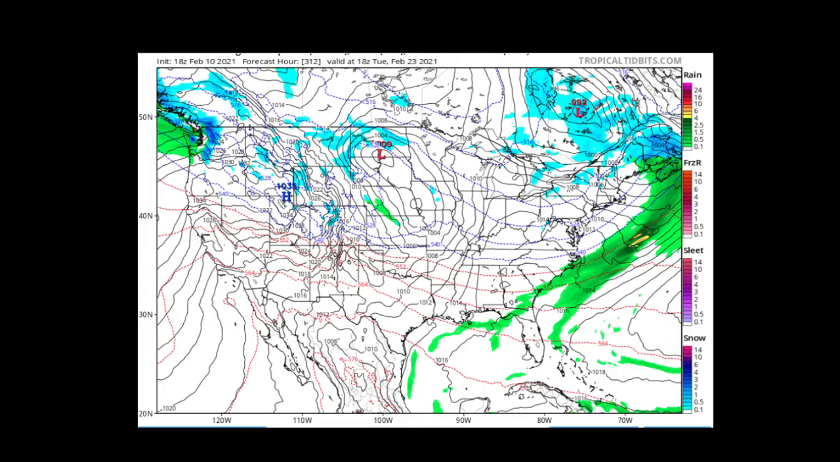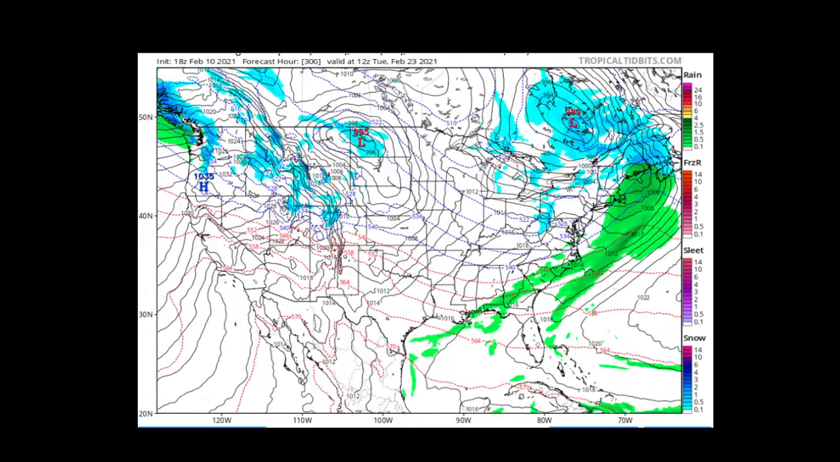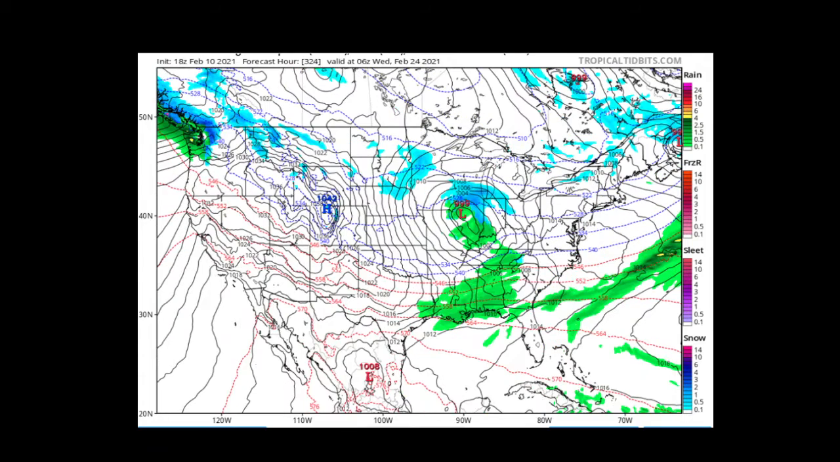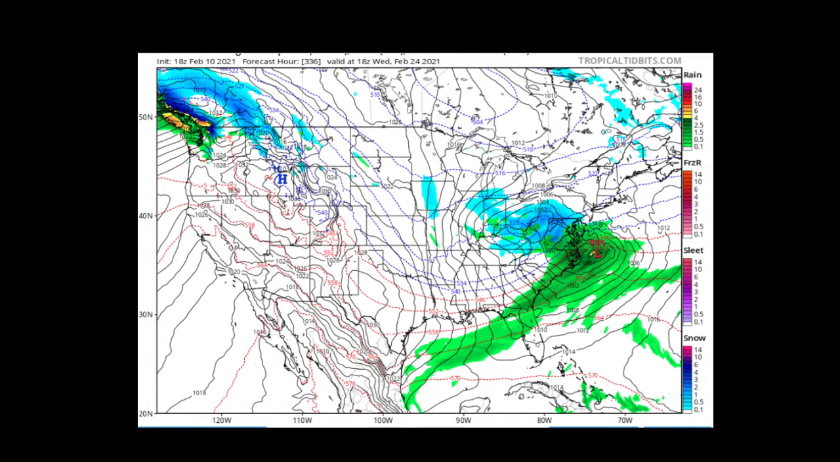And then it looks like that clipper just coming down, and then another low pressure system dropping down out of Canada. And then that's just picking up moisture, wrapping it around the northern part of that low pressure system, and could actually get some more snowfall in the Ohio Valley. We'll have to keep an eye on this thing too.